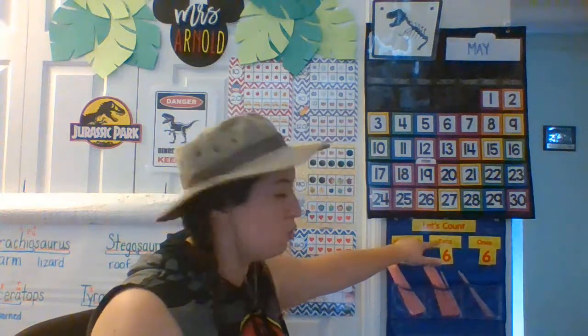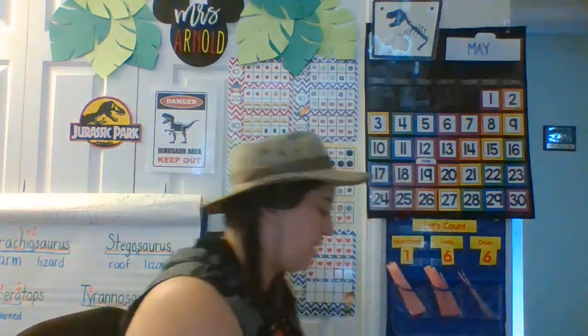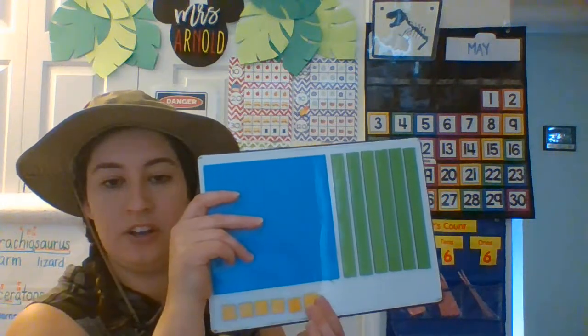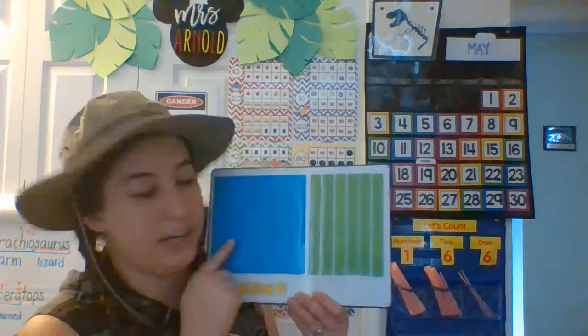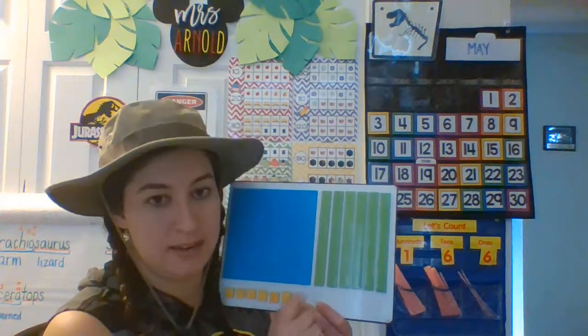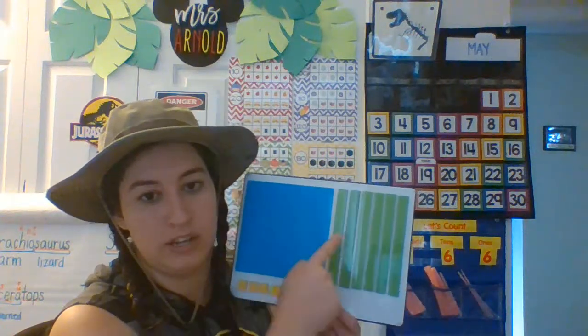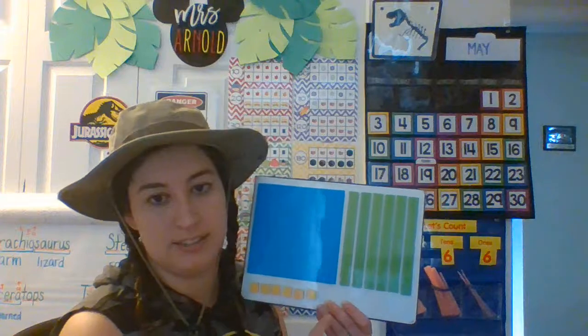We now show 166. We have one group of 100. We have 6 groups of 10. And 6 groups of 10 is 60: 10, 20, 30, 40, 50, 60. And we have 6 ones. When we go to our base 10 blocks, we have the same idea here. We have one group of 100, 6 groups of 10 making 60, and 6 ones. 166.